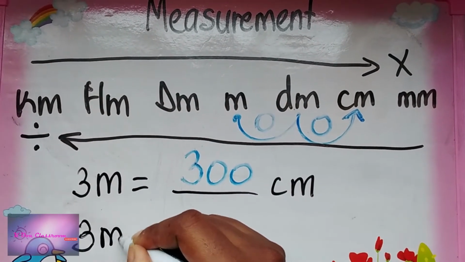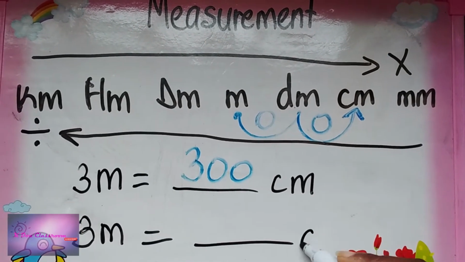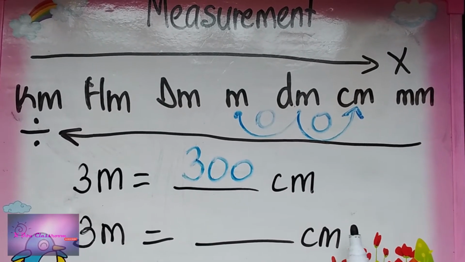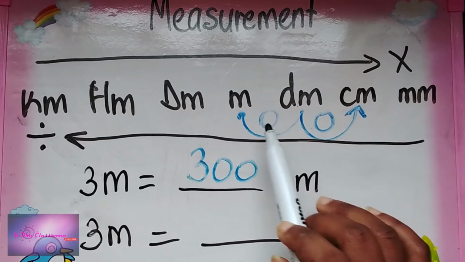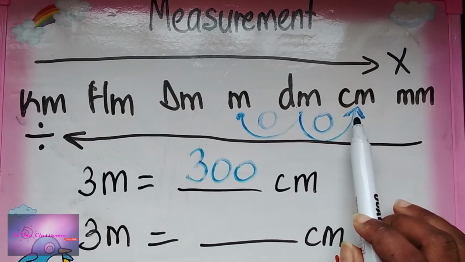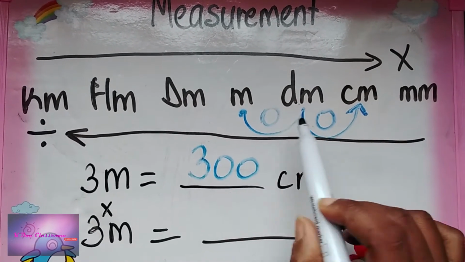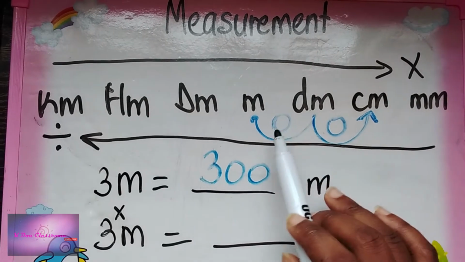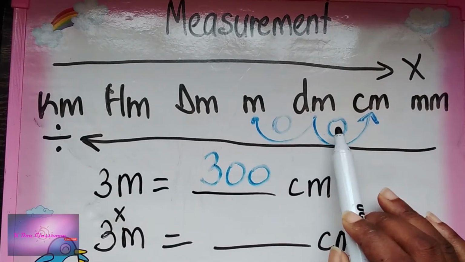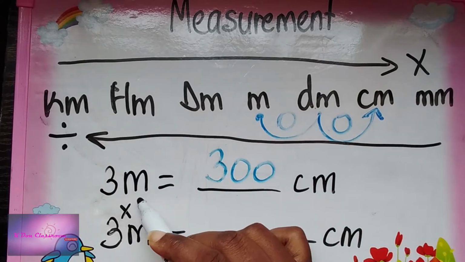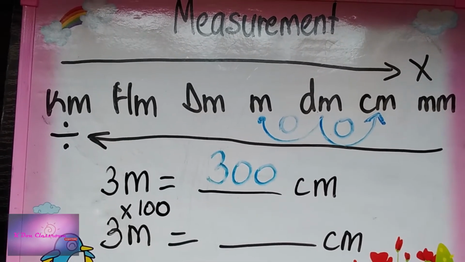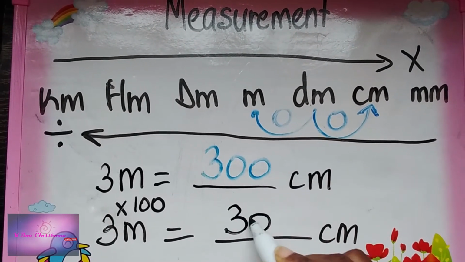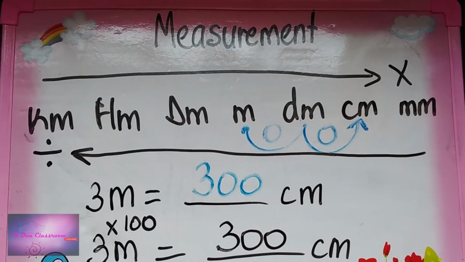Therefore, if I follow this rule here, 3 meters equals how many centimeters? The rule says when I'm moving from big to small, I must multiply. And if I look at my table, let me put my multiply sign here. My table says that I'm moving 2 spaces to the right. The power of 10 that has 2 zeros is 100. So I know that I will multiply by 100. 3 times 100 will give me 300.